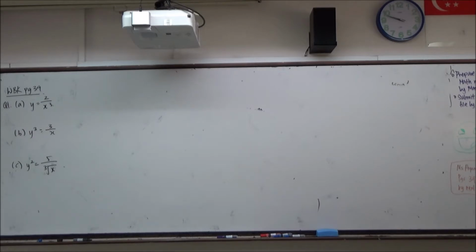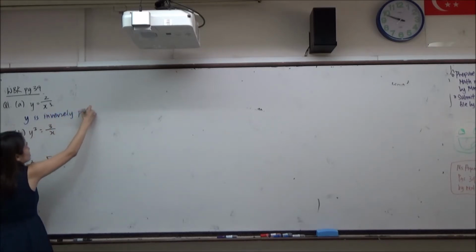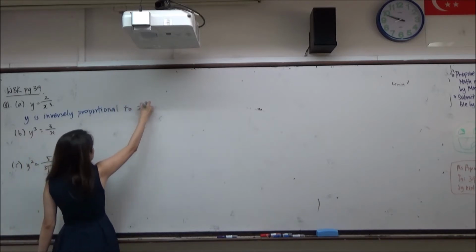When we have y equals 2 over x, what do you think, Javier? Y, then, and what? X cubed. Y is inversely proportional to x cubed. Okay, that's good.